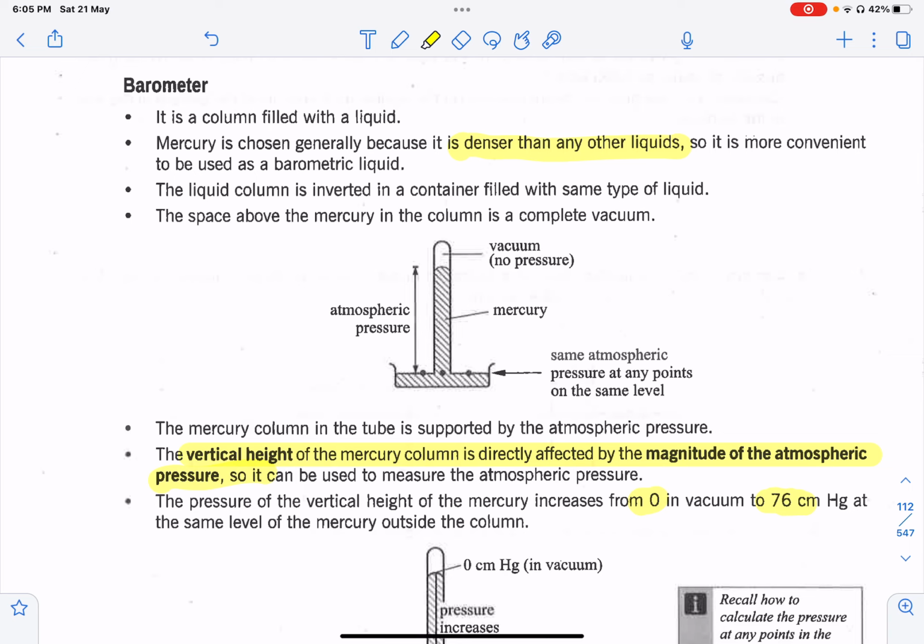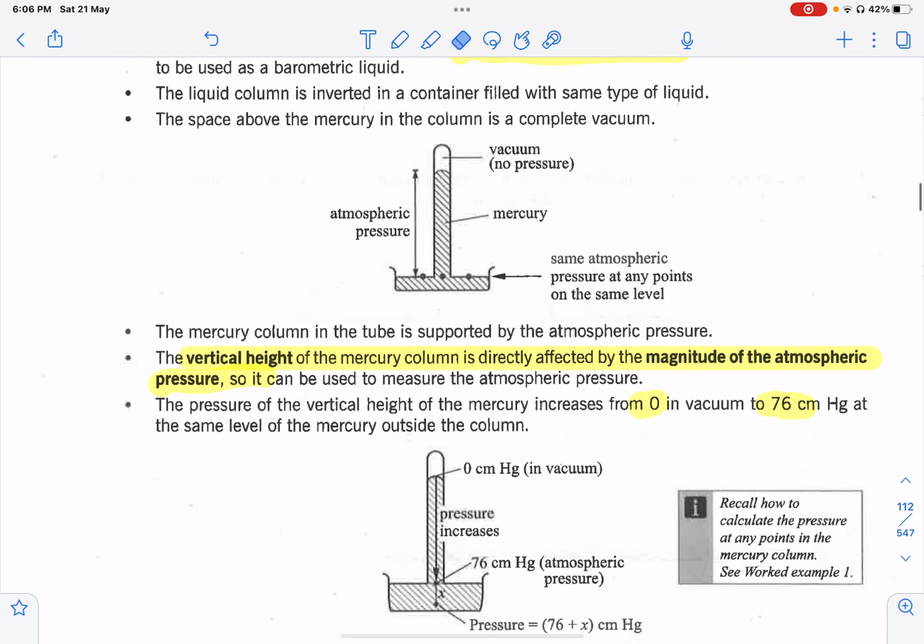This liquid is then inverted in a container filled with the same type of liquid, and the space above the mercury in the column is completely a vacuum. So these are some parts. How do we get the liquid to go up? Basically, you just use a very simple delivery tube, and then you just add in the mercury inside, so as to do it.